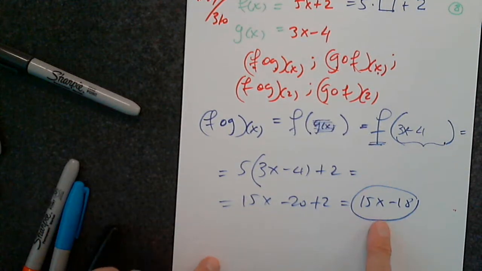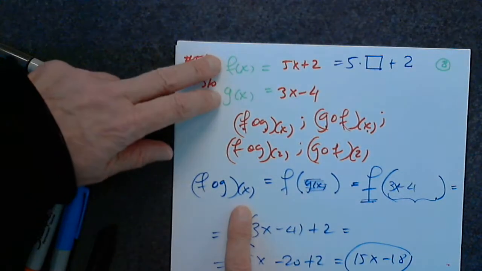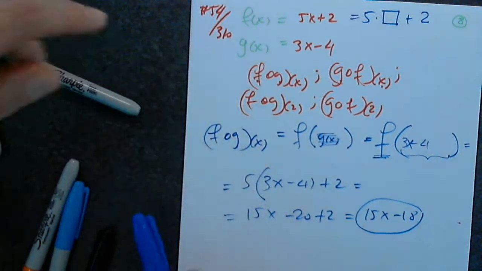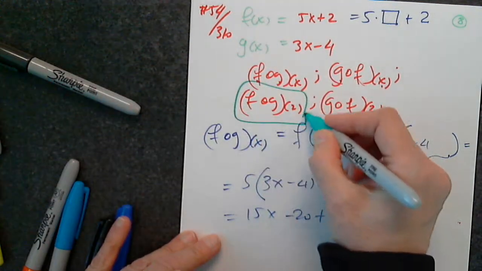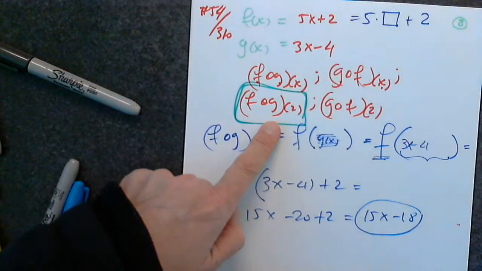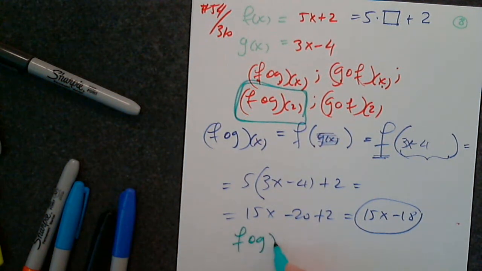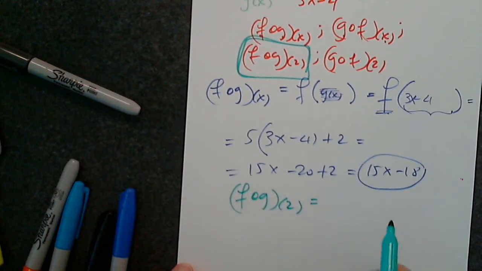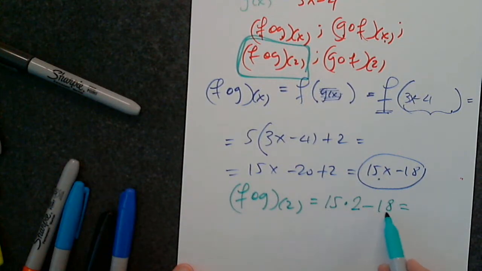What does this represent? It is the function composition f comp g for the two given functions. Since I have this function, I just determined it. Can I find f comp g of 2? Yes, I have the function. So f comp g of 2 will be, can anyone dictate? 15 times 2 minus? Very good. So 30 minus 18, 12.